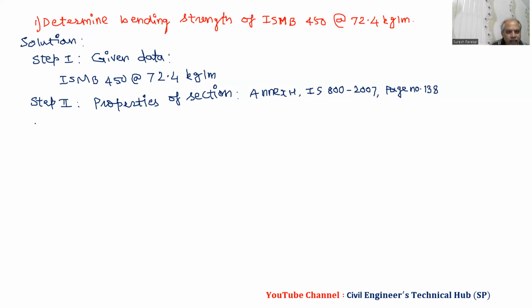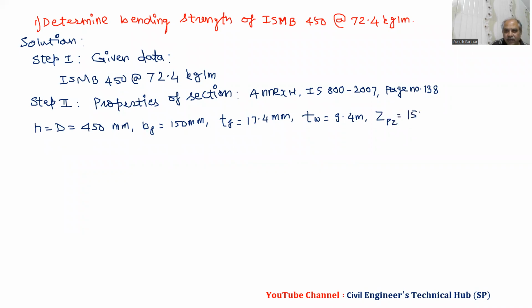So we have H, or we can write D, 450 millimeter depth of section. Width of flange we have 150 millimeter. Thickness of flange we have 17.4 millimeter. TW we have 9.4 millimeter. And ZPZ of this section is 1533.36 into 10 raised to 3 millimeter cube. Now we have step 3, bending strength.